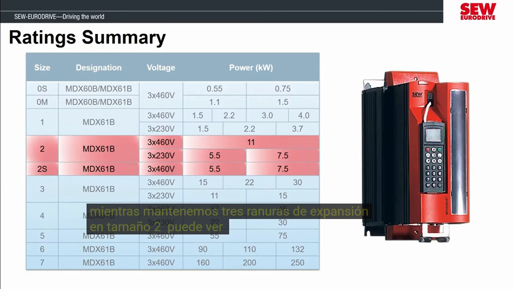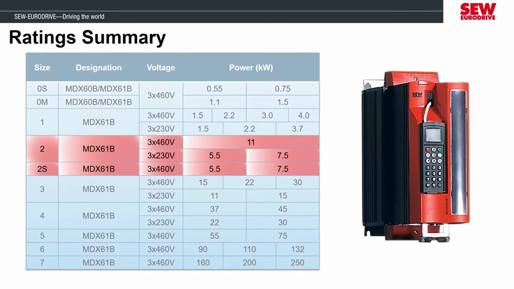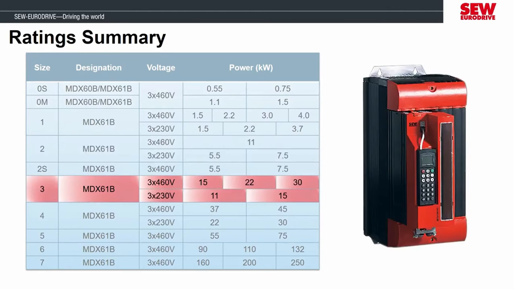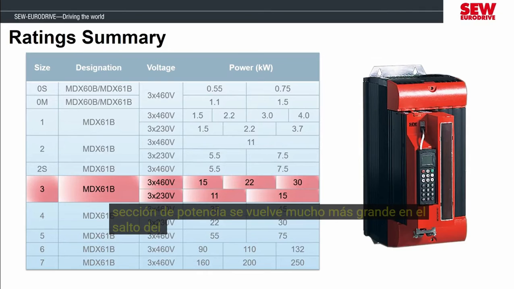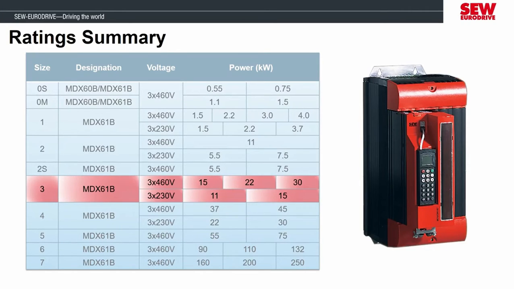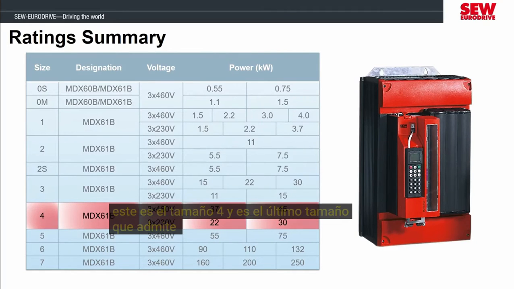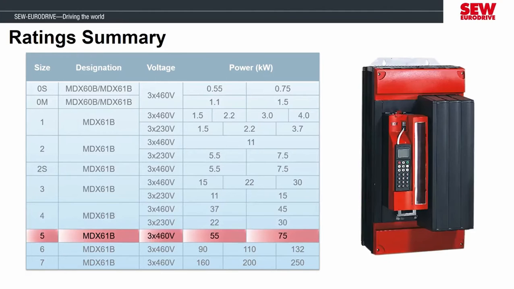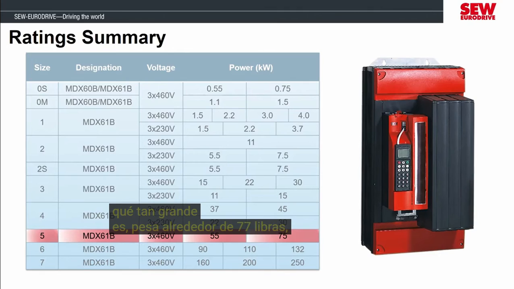In size 2, we can see the 2 different variants and the power ratings here. Here is what size 3 will look like. The power section gets much larger in the jump from size 2 to size 3. This is size 4, and it's the last size that supports 230 volts. Here is size 5, and to get a reference of how large this is, it weighs about 77 pounds.